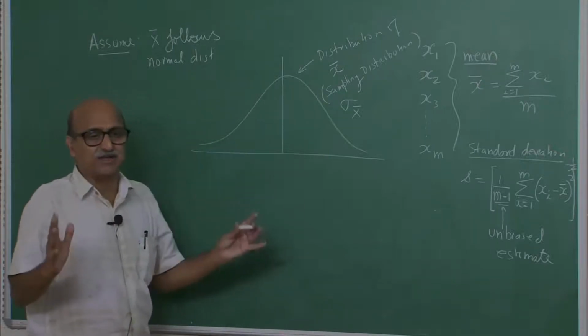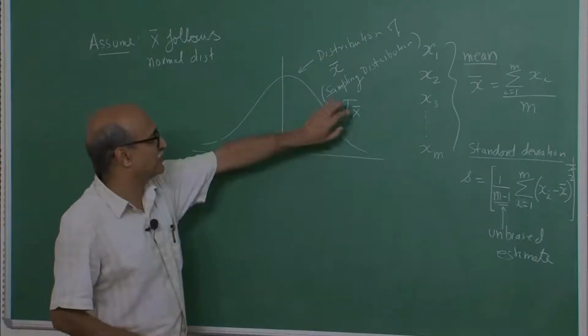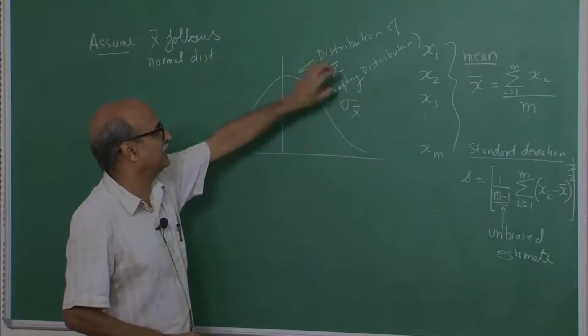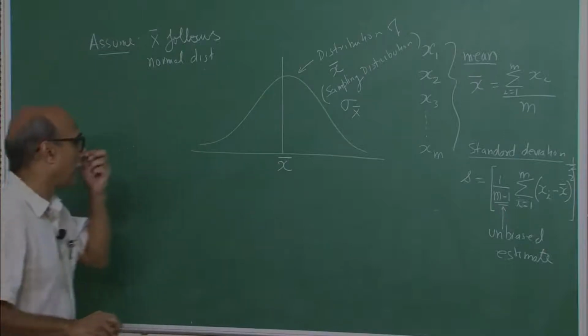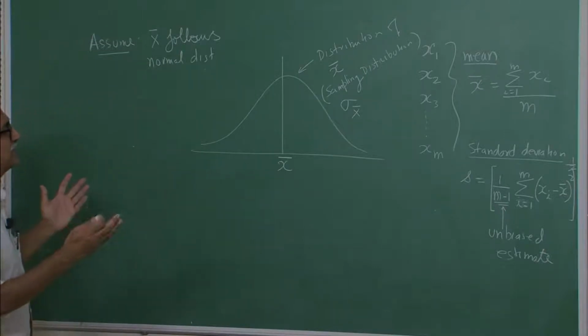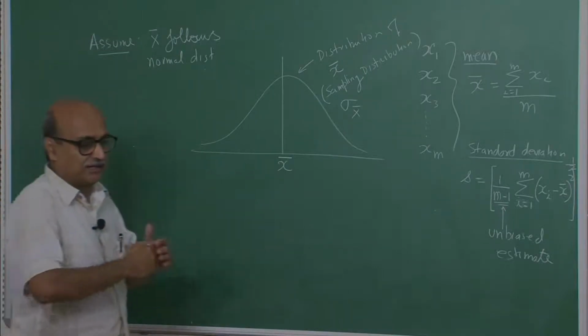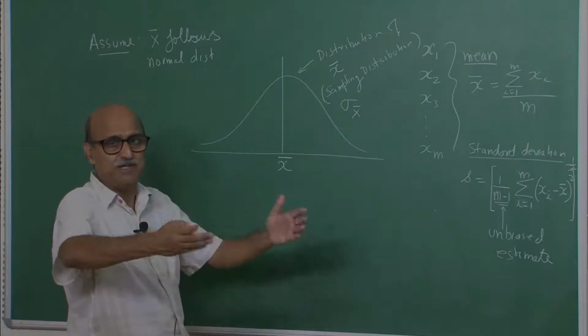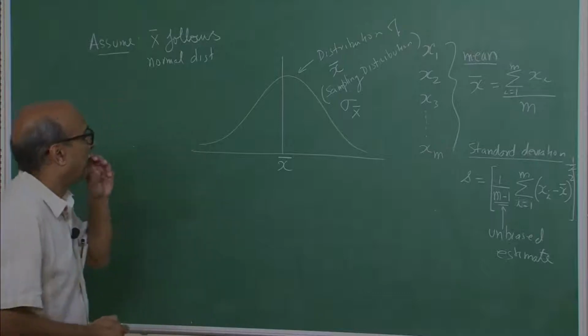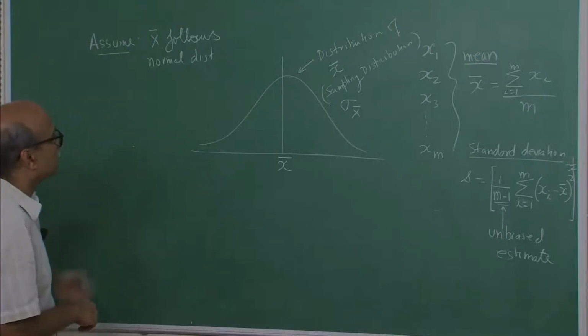Therefore, what can I say if I have some estimate of sigma x bar and I have an estimate of x bar which is over here? What can I say regarding some kind of an interval over which I expect that the mean value of the population will lie?